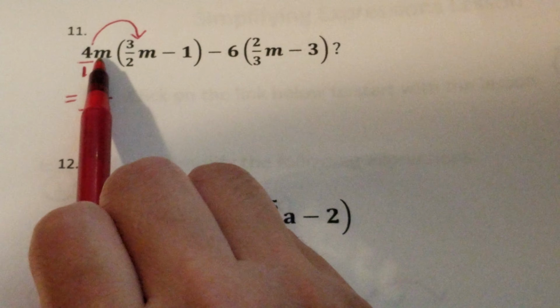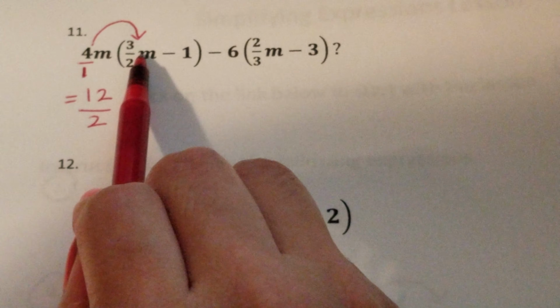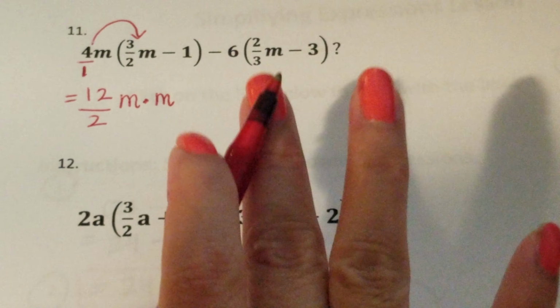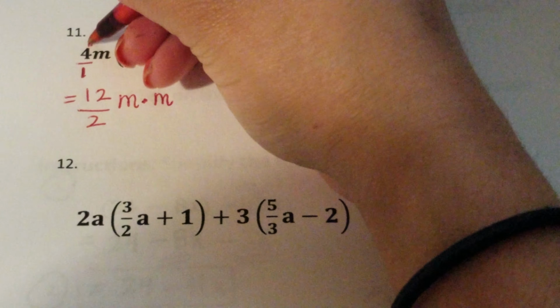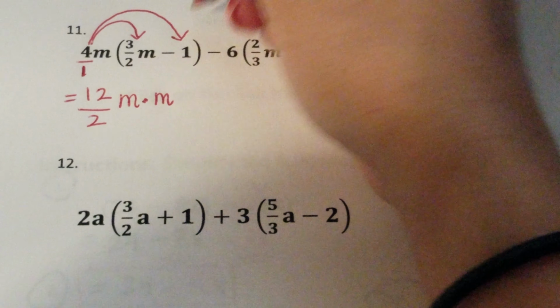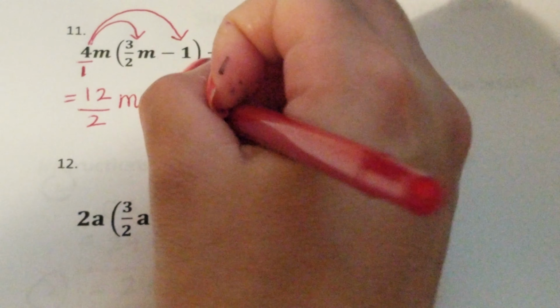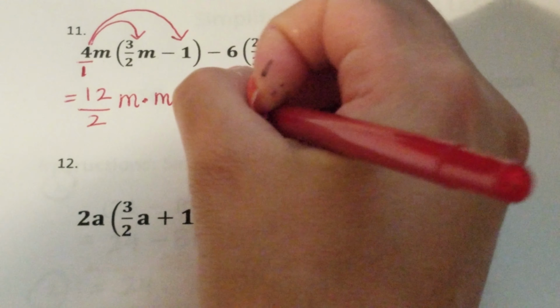And then now do the same with the m's. You've got a variable times variable. So m times m, I'm just going to write here. M times m, okay? And I'm just going to leave it like that for now. Let's distribute m times that negative 1. So that's just going to be negative 4m.